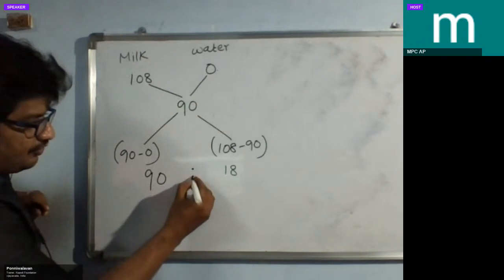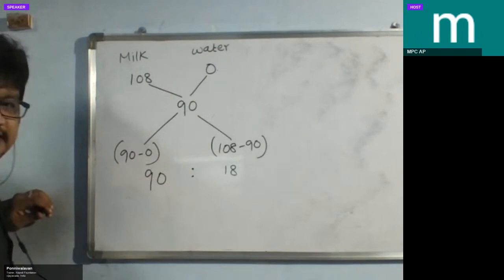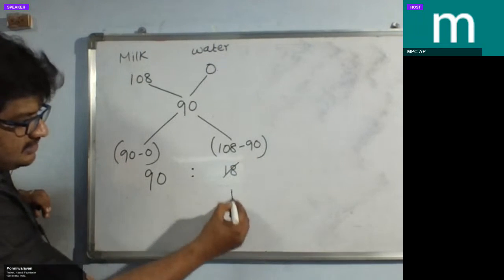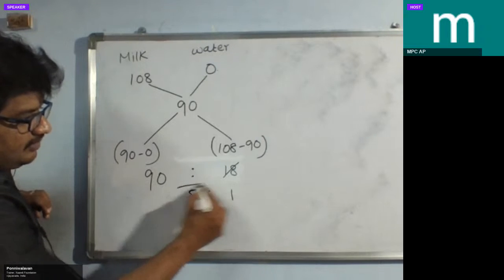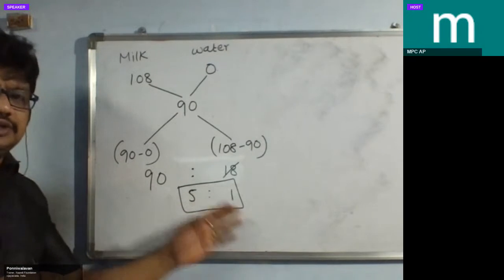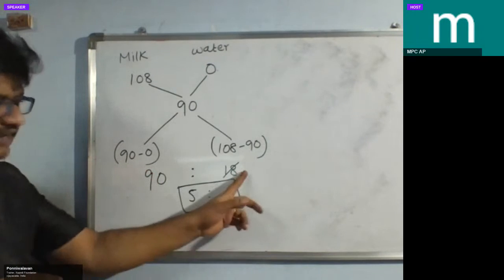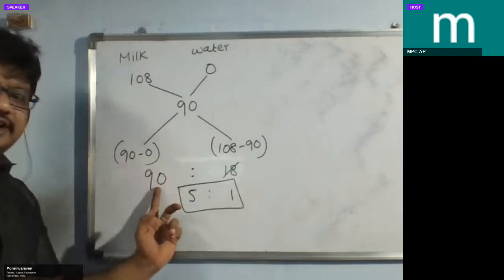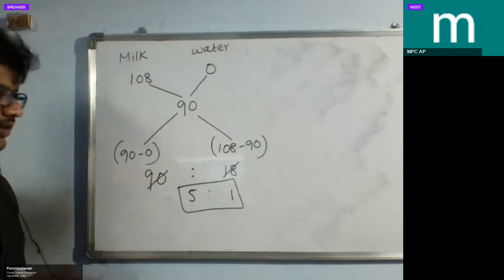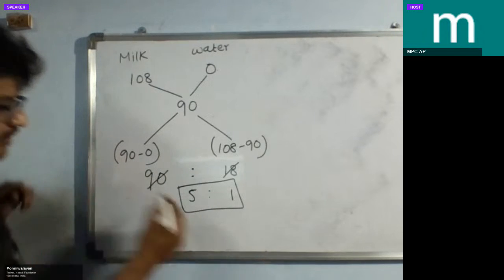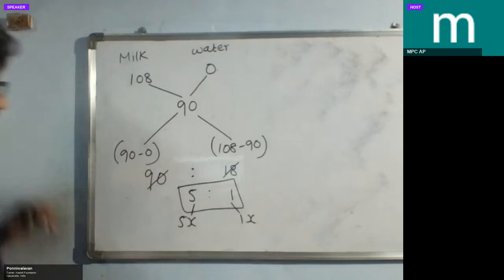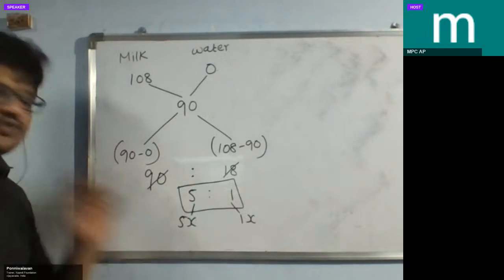Okay. Find the ratio for this. Is it possible to divide 90 and 18? Yes. If you divide by 18 itself, 18 5s are 90, so this is 1 time and this is 5 times. Okay, 5:1. That means this is 5x and this is 1x.